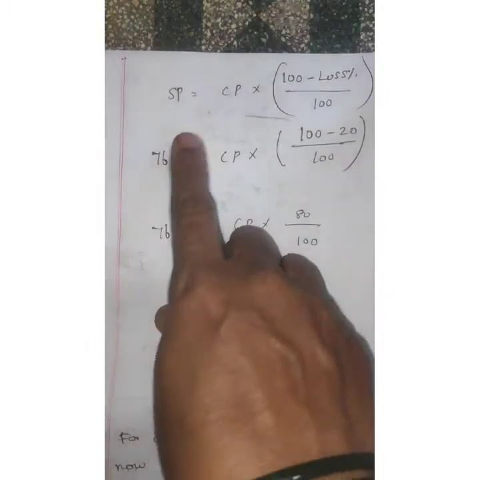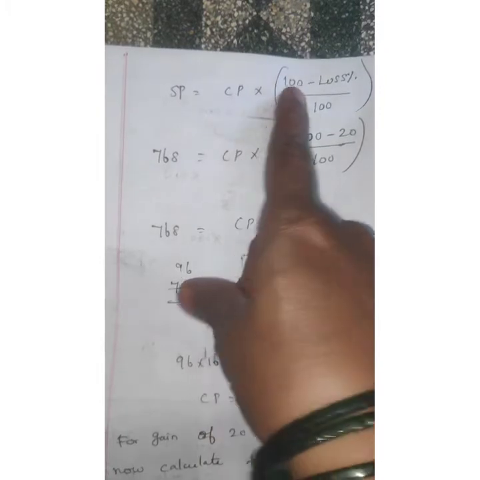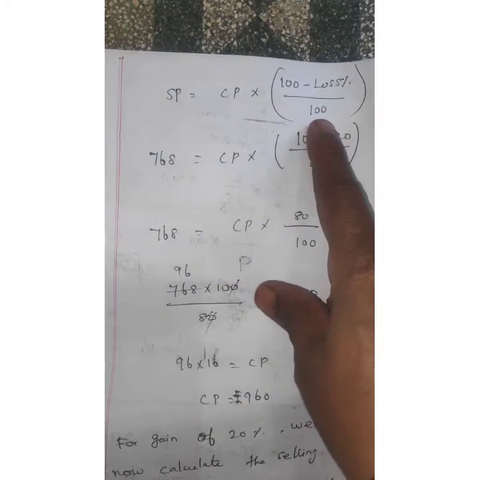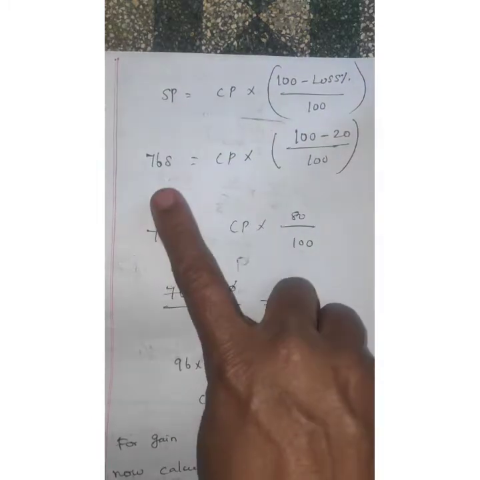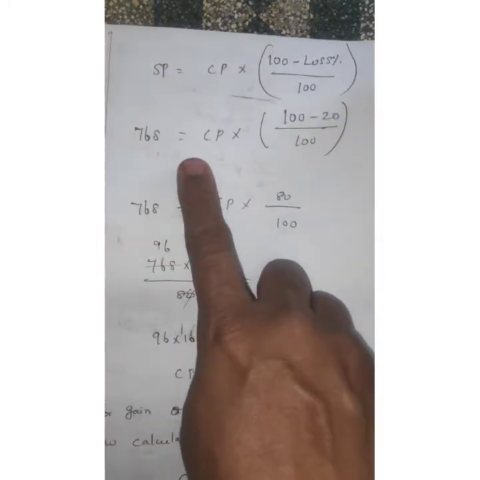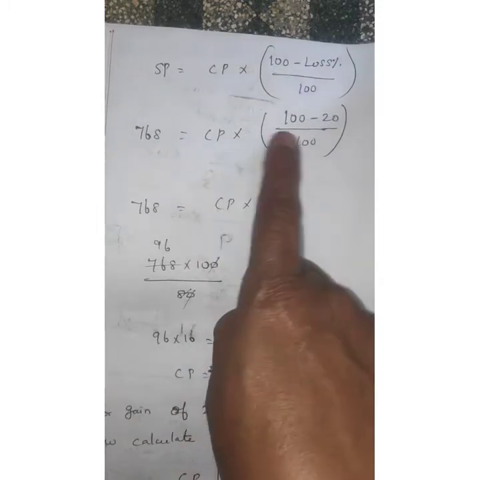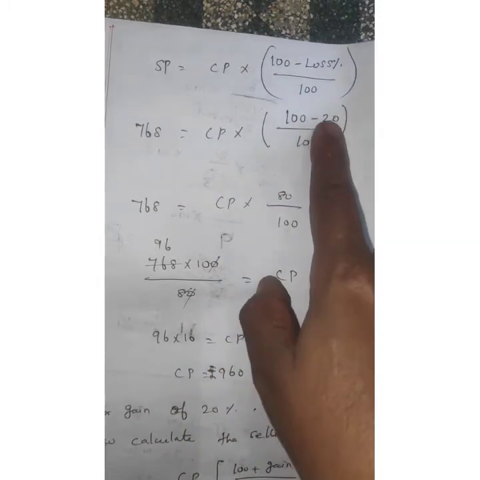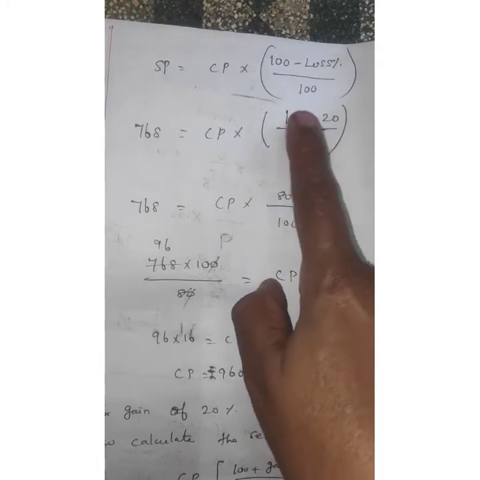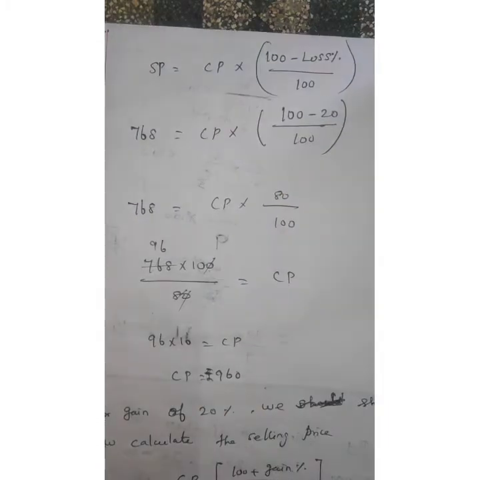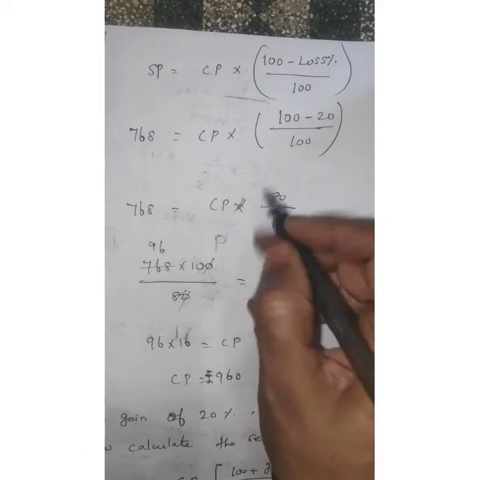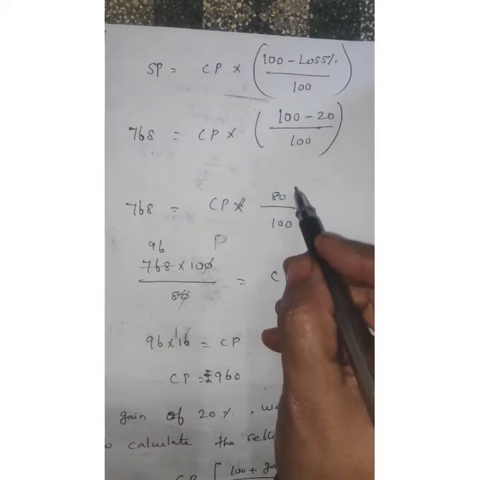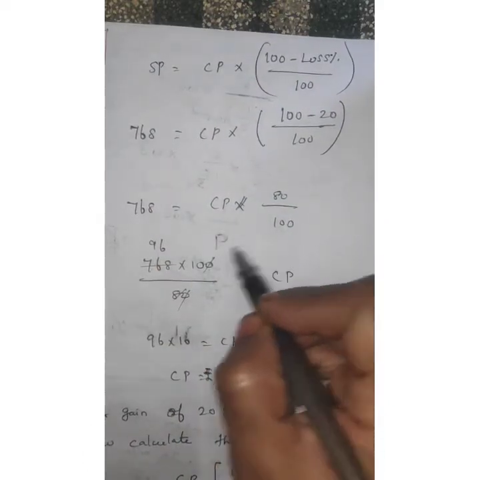Formula: SP equals CP into (100 minus loss percentage) divided by 100. Must study the formula. SP value equals 768 equals CP into 100 minus 20 percent loss, 20 by 100. 100 minus 20 equals 80 percent, 80 by 100. Now CP is next. Into symbol changes into the division. 80 by 100, I am writing here 100 by 80.